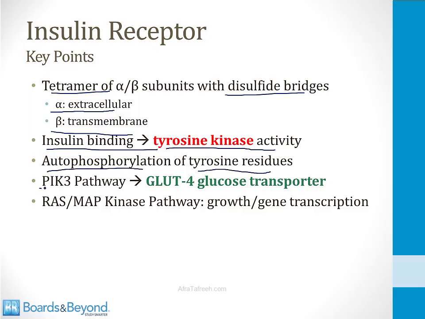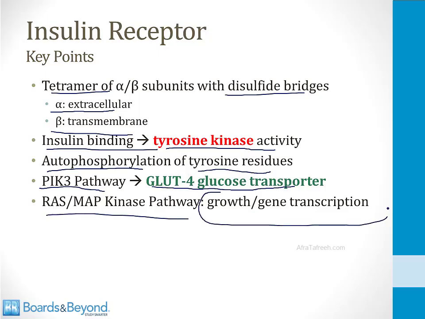This can activate the PI3K pathway, which leads to increased GLUT4 glucose transporters on target cells. The insulin receptor can also activate the RAS-MAP kinase pathway, and this can lead to growth and gene transcription.